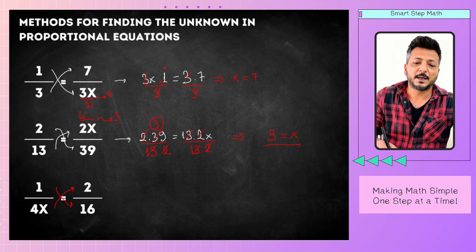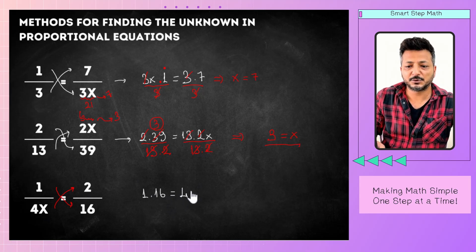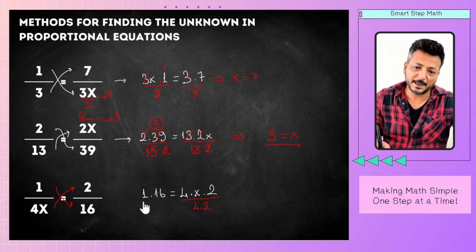Friends, let's look at our final equation. Again, the cross products must be equal. The product of 16 must equal the product of 4x and 2. And since we want to isolate x here, I need to divide by all the factors outside of x. So, I need to divide by 4 and 2. Since I divided this side, I also need to divide the left side by 4 and 2. The 2's will simplify. 4's simplify.